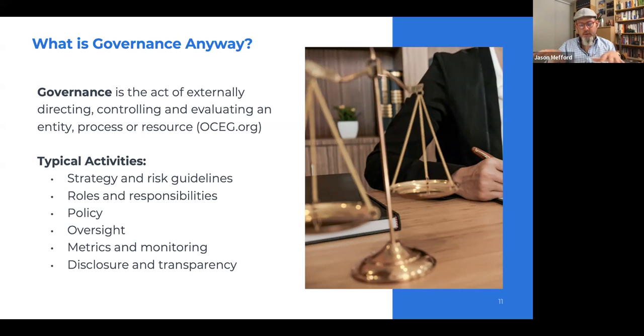So you notice that there's some different words that are in there on purpose. The first one is it's externally directing, controlling, or evaluating. Okay. So when we think about the top level of an organization, there is a governance group called the board of directors. The board of directors, in theory, in most places in the world, is made up of what are called independent directors.